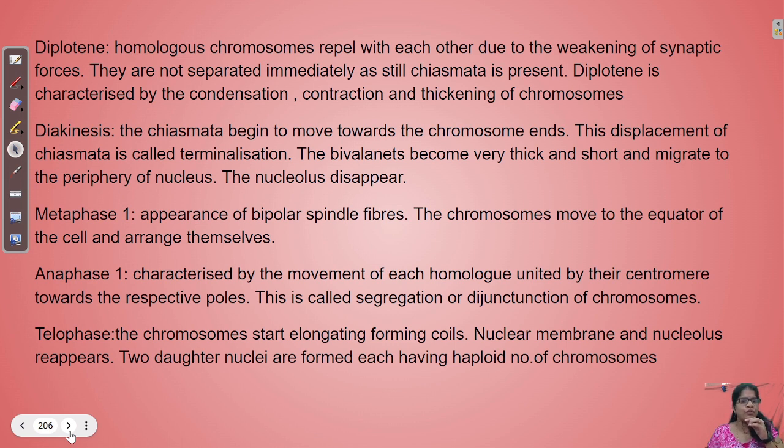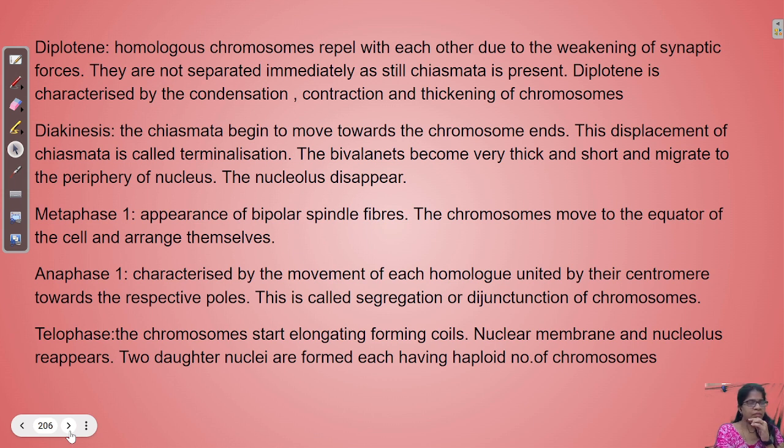So, in diplotene, homologous chromosomes repel each other due to the weakening of your synaptic forces. They are not separated immediately as the chiasmata are still present. Okay. So, in diakinesis, almost all the chiasmata would be leaving the chromosome, and hence it's called terminalization. Okay, and the bivalents become very thick and they start migrating to the nucleus periphery. Okay, and the nucleus will disappear.